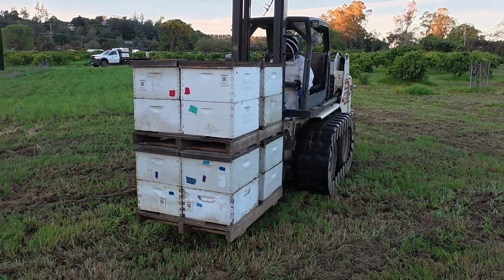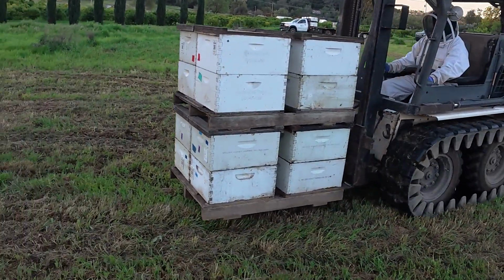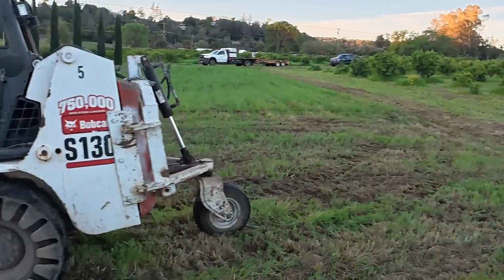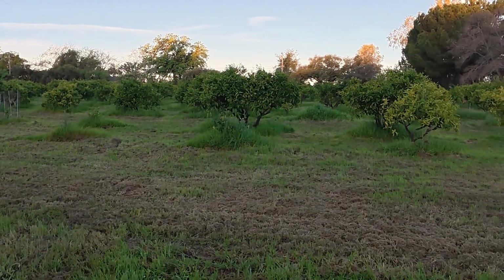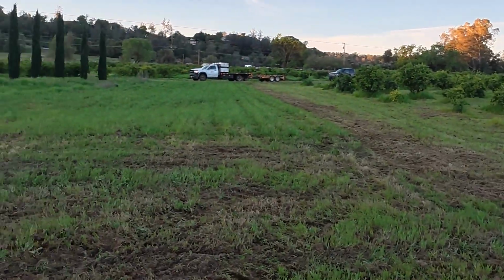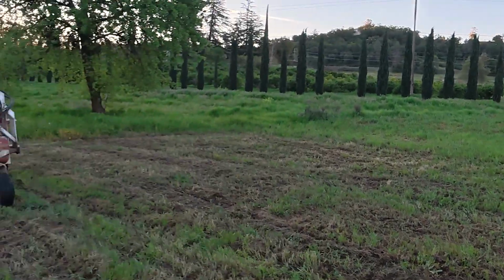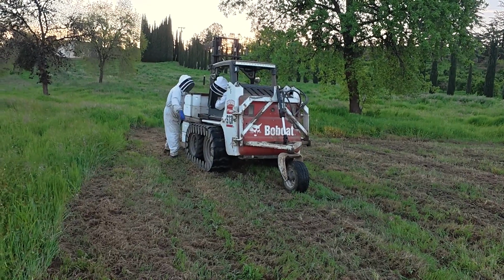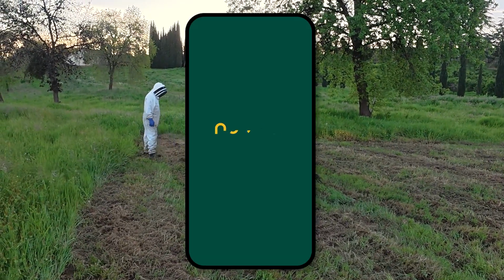All right, here we are in the citrus grove. We're gonna place our hives this morning. We kind of mowed a good spot. See the citrus trees back here. There's our truck. We'll be placing these and then scanning them in on the app, and I'll show that in a second.